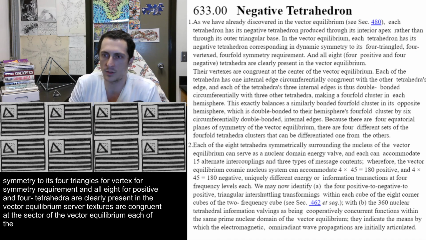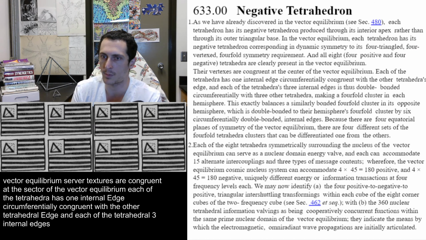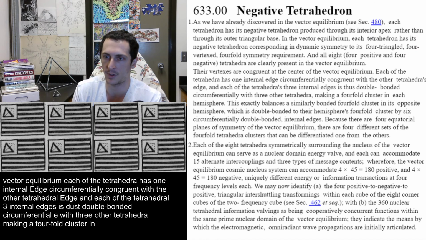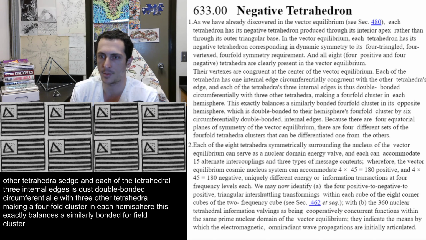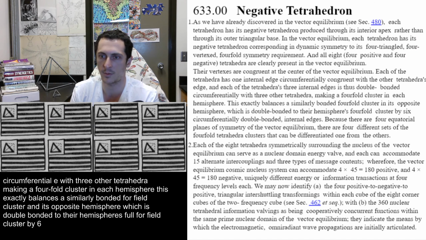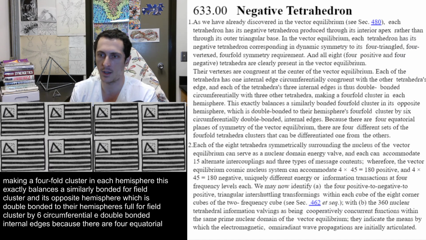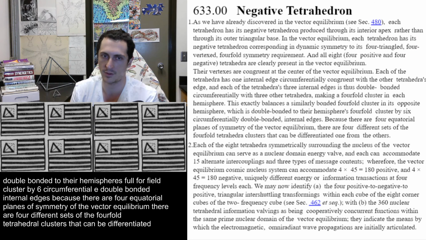Each of the tetrahedra has one internal edge circumferentially congruent with the other tetrahedra's edge, and each of the tetrahedra's 3 internal edges is thus double bonded circumferentially with 3 other tetrahedra, making a 4-fold cluster in each hemisphere. This exactly balances a similarly bonded 4-fold cluster in its opposite hemisphere, which is double bonded to their hemisphere's 4-fold cluster by 6 circumferentially double bonded internal edges. Because there are 4 equatorial planes of symmetry of the vector equilibrium, there are 4 different sets of the 4-fold tetrahedral clusters that can be differentiated one from the others.